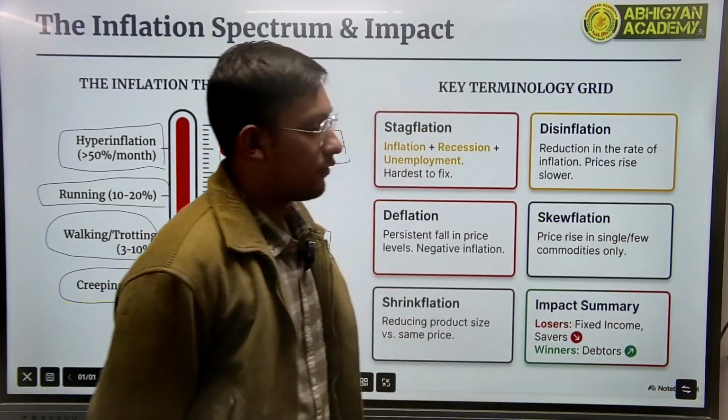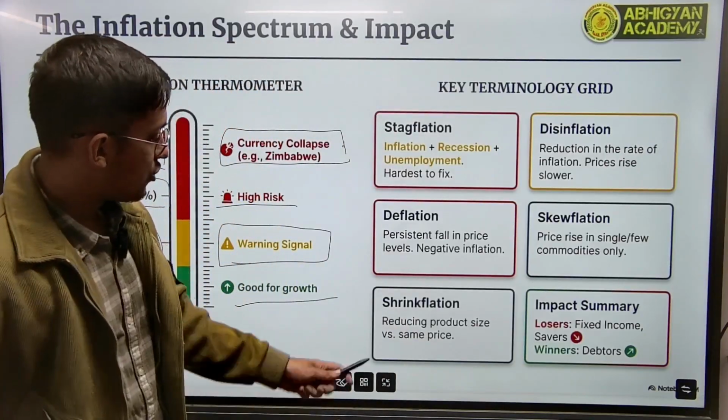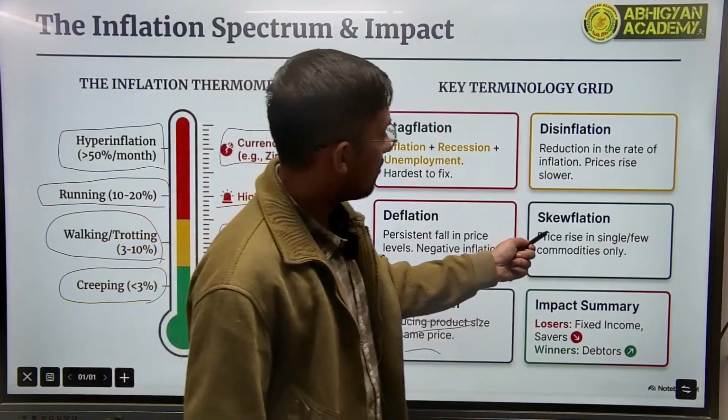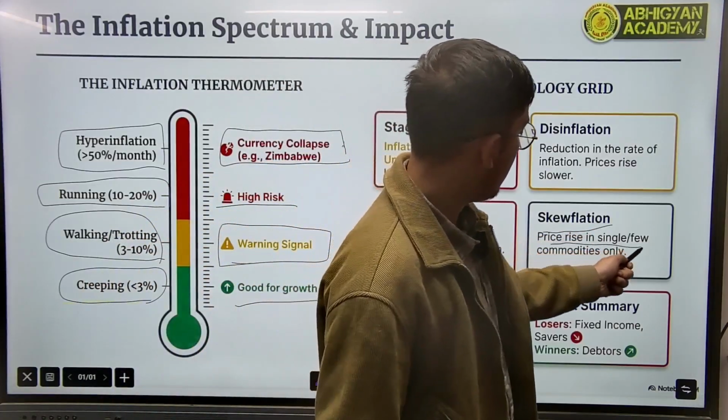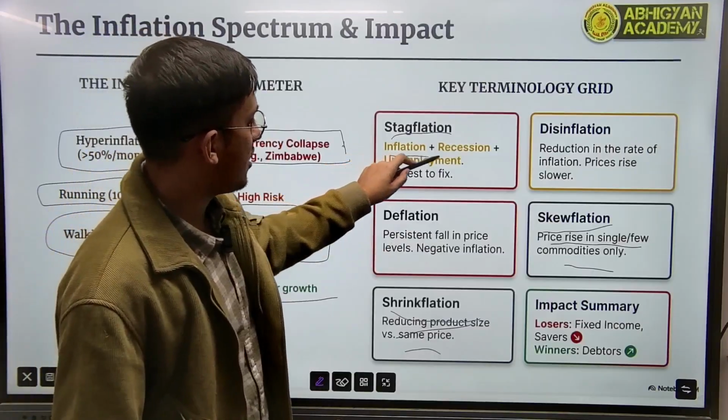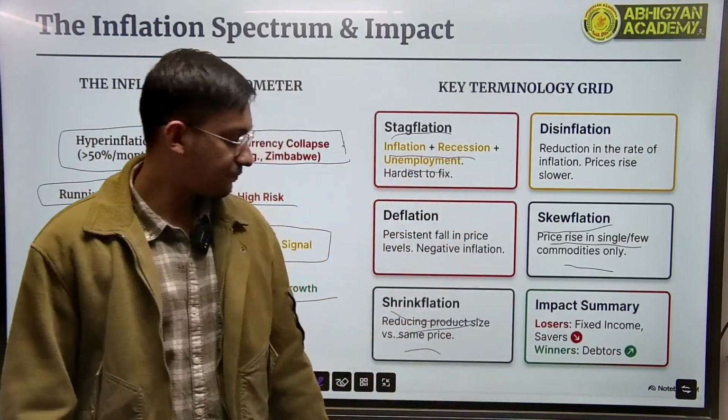Now let us look at the types of inflation. We have shrinkflation, that is reducing product size versus the same price. We have skewflation, price rise in a few single commodities. We have stagflation, which is a summation of inflation, recession, and unemployment.